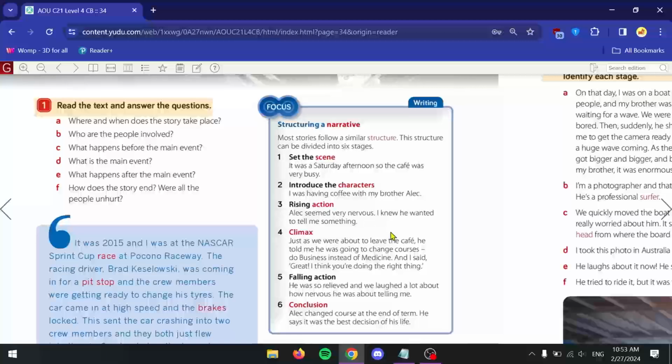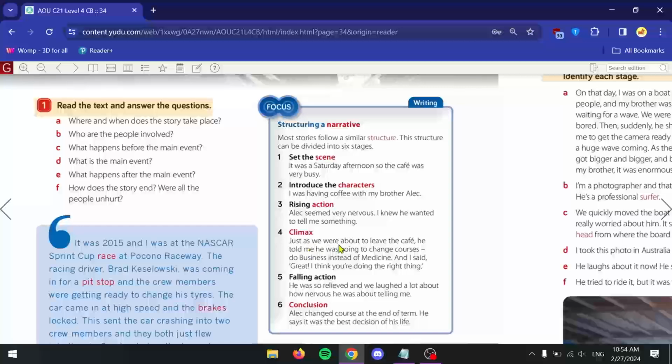Rising action. This is the suspense that you build that something is about to happen, hence the reason why it's called rising action. Alec seemed very nervous. I knew he wanted to tell me something. Again, remember, rising action is the part right before the climax, which is right here. Climax is where the thing that we've been rising suspense for ends up happening. It could be negative, it could be positive, that depends.